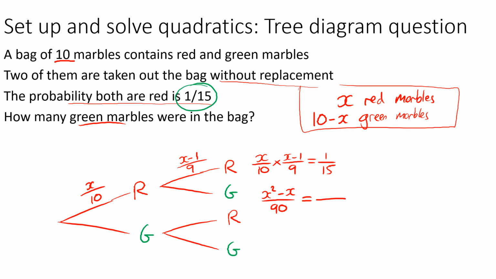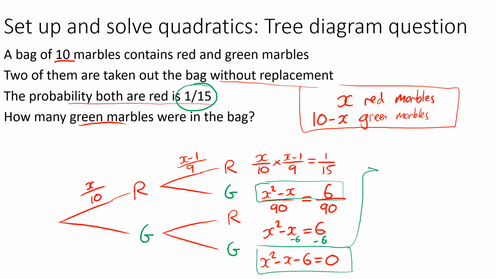Now, it'll be easier if this number on the bottom was 90. What's 1/15 in terms of 90ths? Well, 15 goes into 90 6 times. So that would be the same as 6 out of 90. And the reason we do this is, number one, we could cross multiply at this point. But even better than that, if they're both 90 on the bottom, then the tops must be the same as well. So we can simplify things to just saying x squared minus x equals 6. And we can take away 6 from both sides, and we get x squared minus x minus 6 equals 0. And at that point, we're happy.